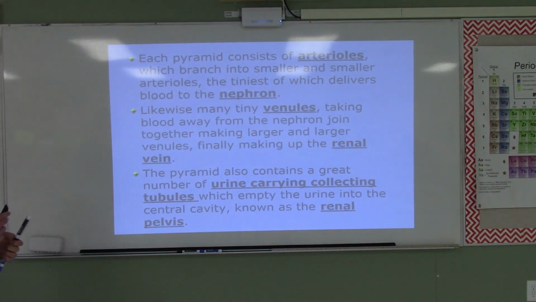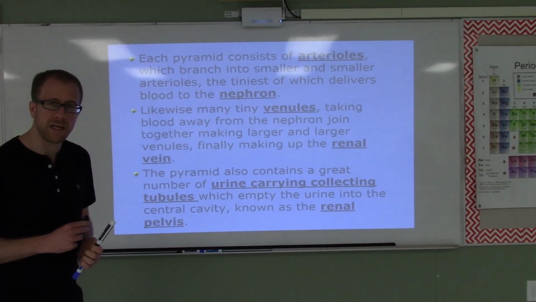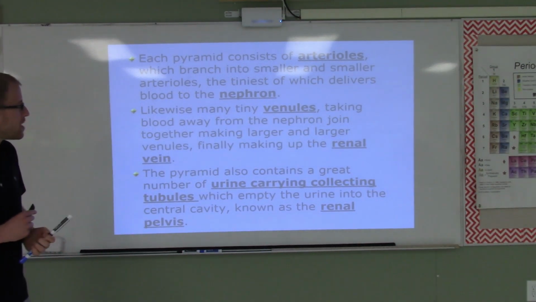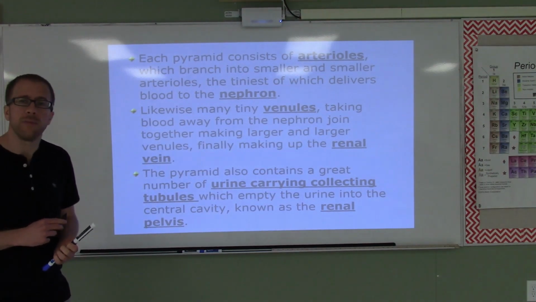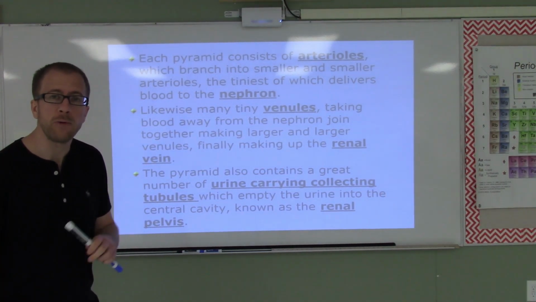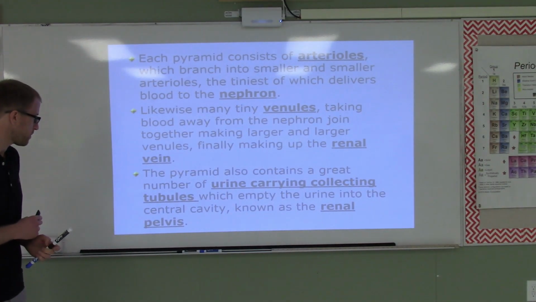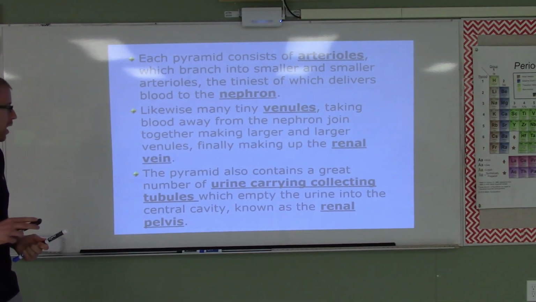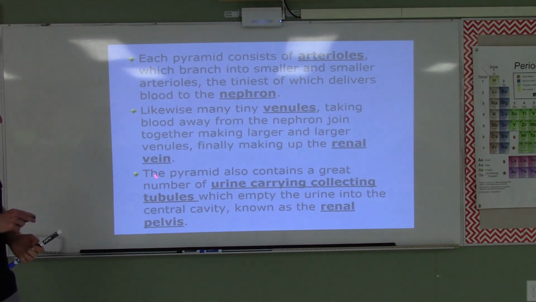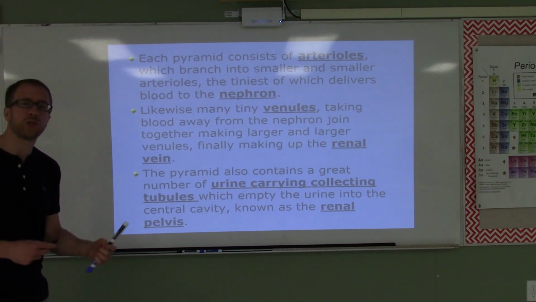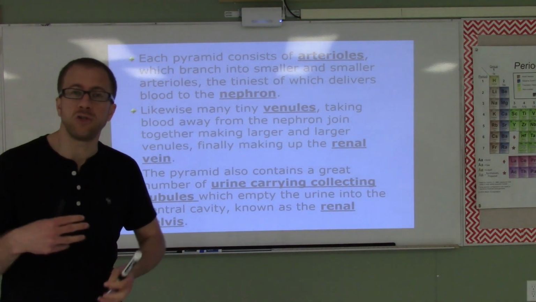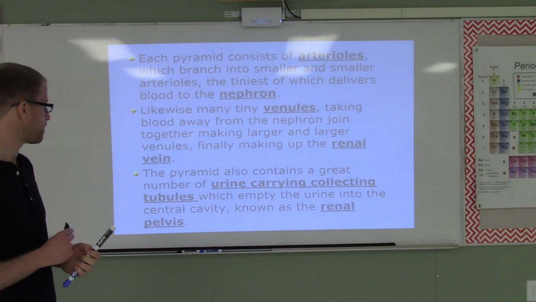Likewise, many tiny venules will take blood away from the nephron and join together, making larger and larger venules until it makes up the renal vein, which carries that filtered blood away from your kidneys. Now, the pyramids contain many collecting tubules, which will transport that urine eventually into the bladder.